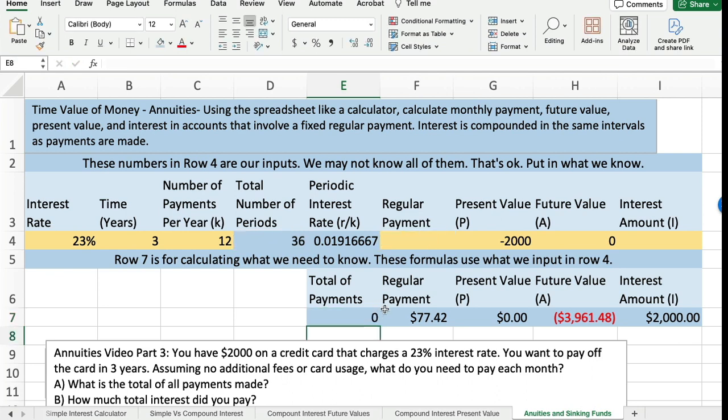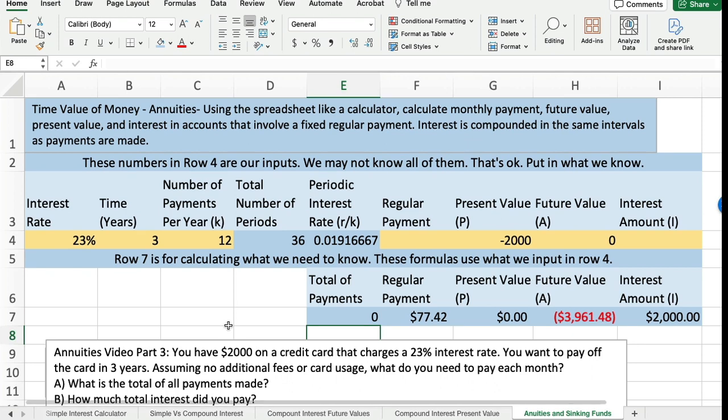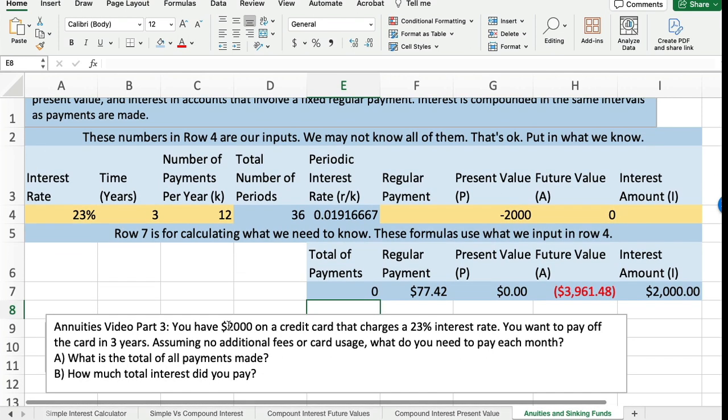And everything else is exactly the way we left it before. We're not going to mess with anything. So again, it's just a question of interpreting the problem and knowing precisely what to put into our sheet up here in row 4.